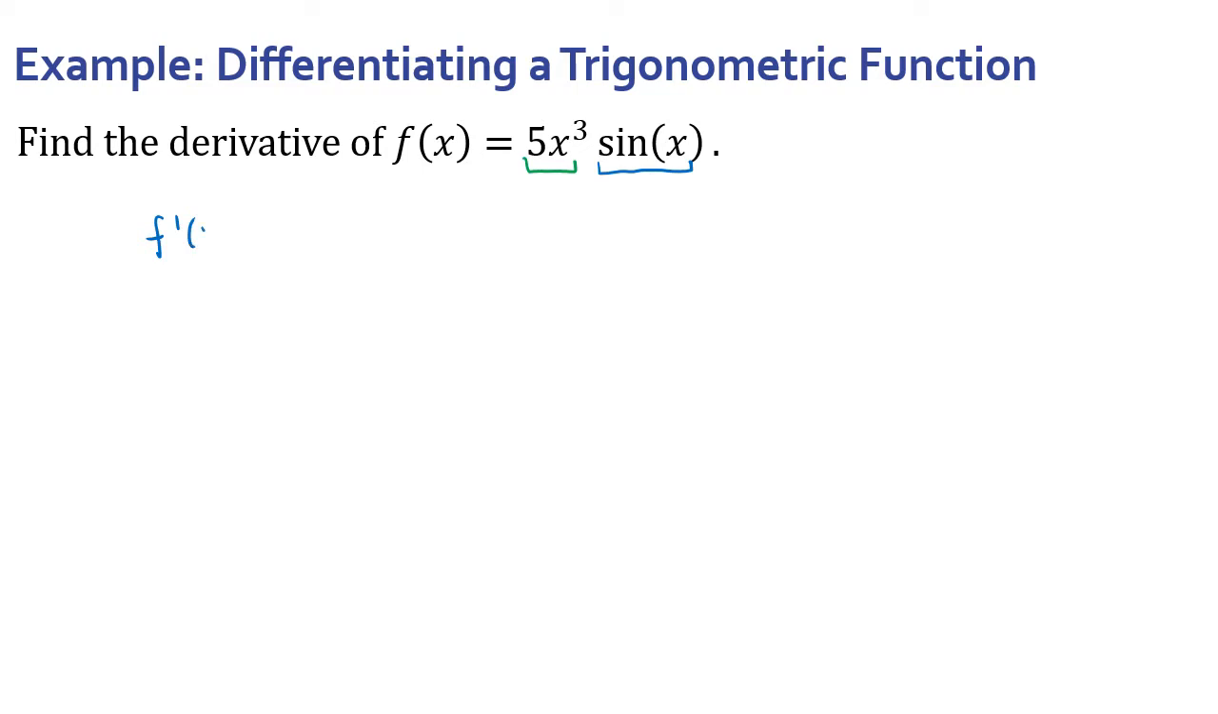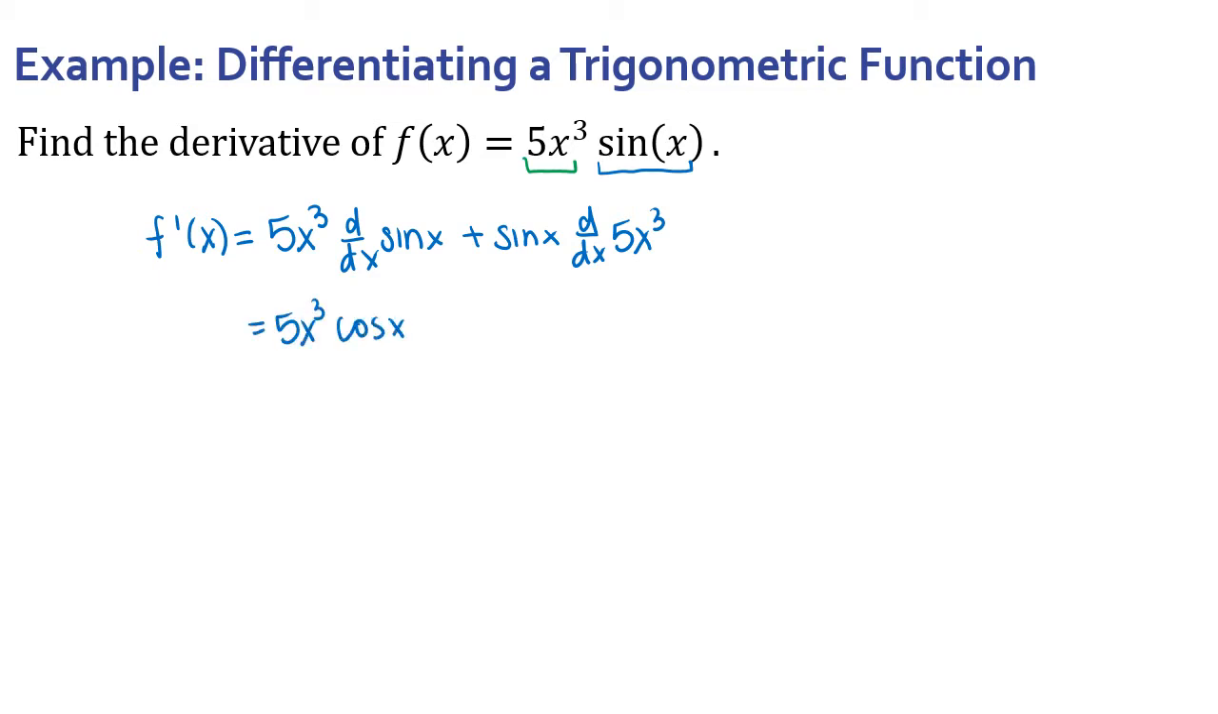So the derivative of the function is going to equal, so it's the first function times the derivative of the second plus the second times the derivative of the first. So this is just using that product rule. So that gives us 5x cubed cosine of x plus sine of x times, so the derivative of this, I can move that 5 in front and still have that d dx of x cubed.